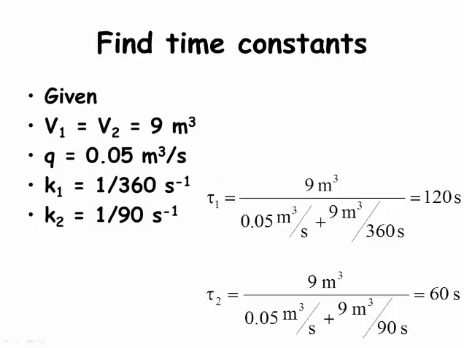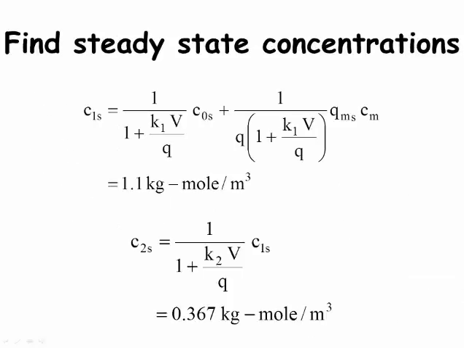Given the process data listed and the time constants defined earlier, we can calculate the two time constants. Tau 1 is 120 seconds and tau 2 is 60 seconds. The steady-state equations written before now can be used to find the steady-state concentrations in the two tanks. The steady-state concentration in tank 1 is 1.1 kilogram mole per cubic meter. The steady-state concentration in tank 2 is 0.367 kilogram mole per cubic meter.